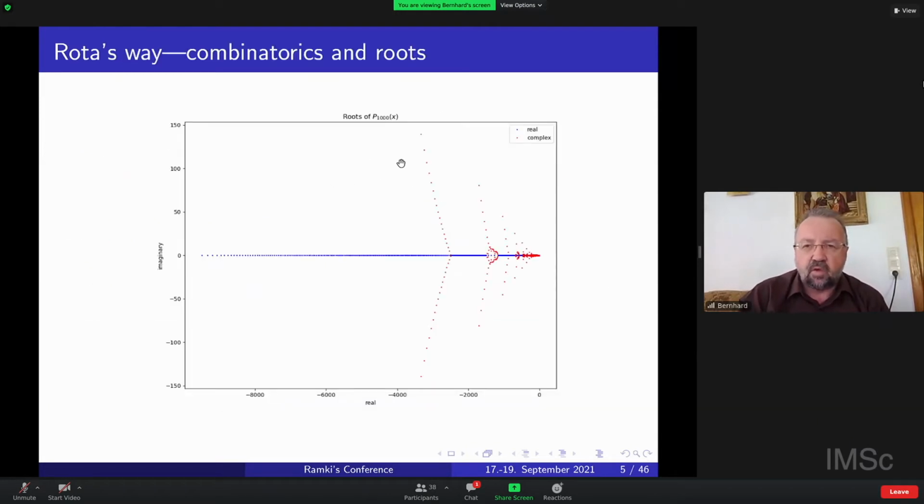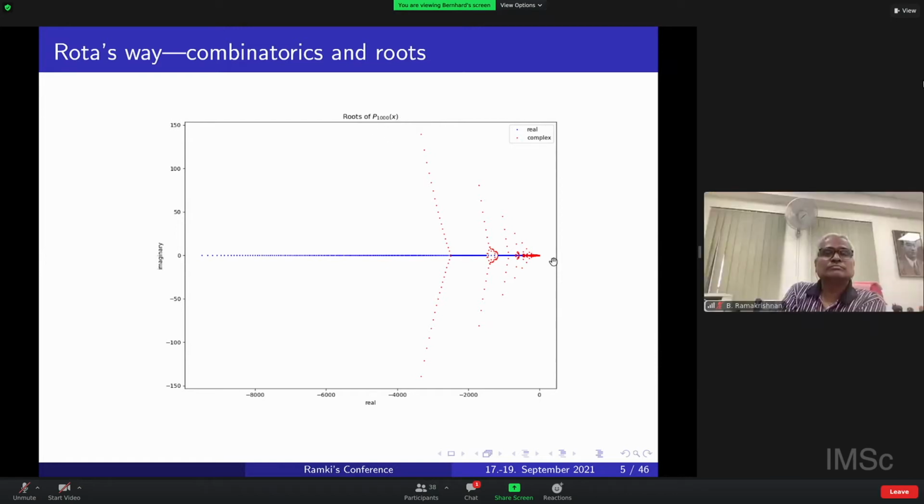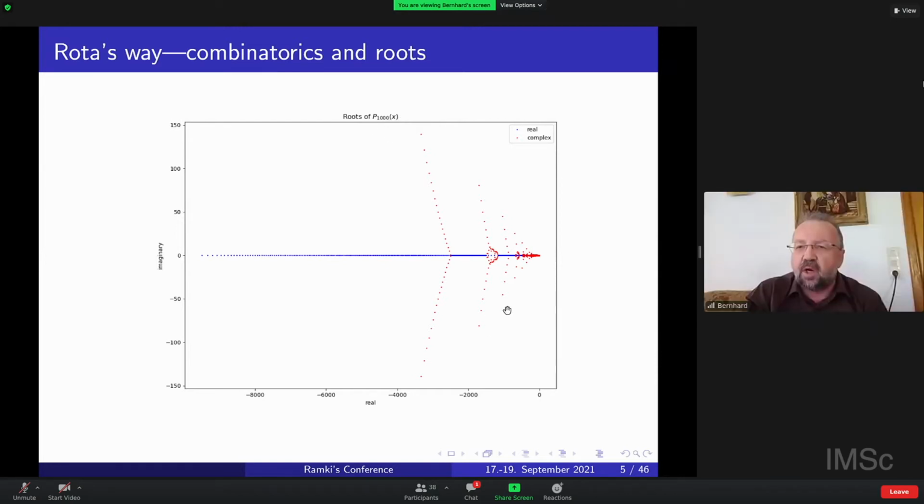So here, when we zoom in, I show you also the polynomial of degree 1000, and you see it looks similar. Here we have a cloud of a lot of complex roots. So here we have the red ones, that means only real roots. But you already see there's some pattern. And the question is, of course, is it possible to understand this pattern from a global viewpoint?